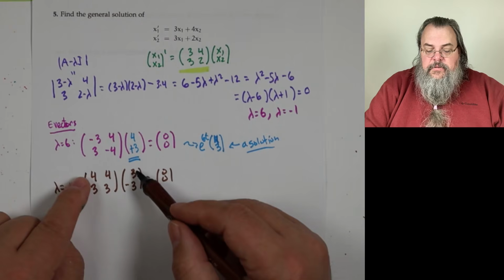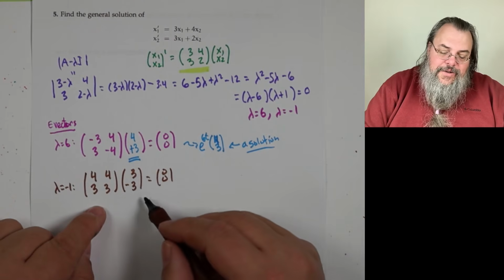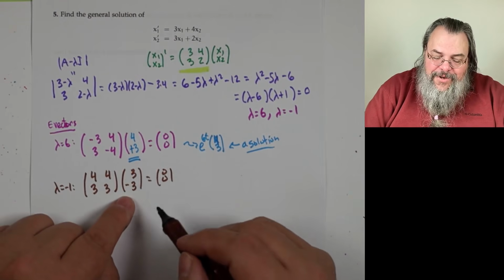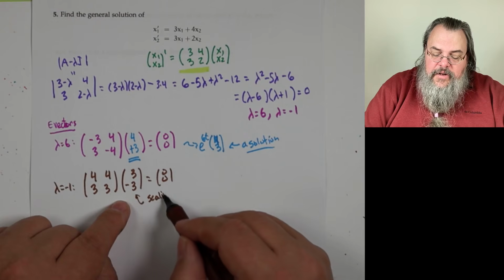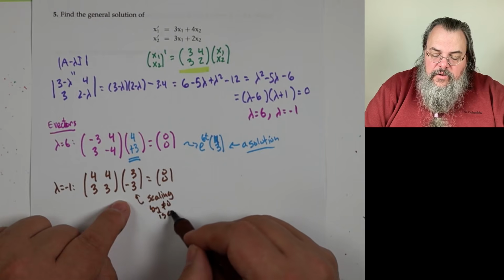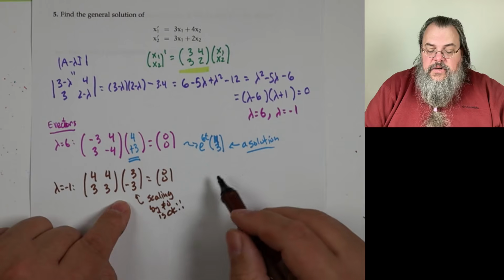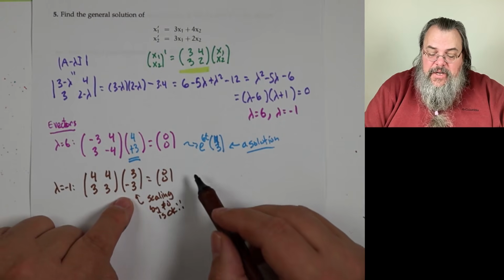Let's check. 12 minus 12, 0. 9 minus 9, 0. Now, we can stick with this. There's nothing wrong with it. But we can always scale. Scaling is always an option. So scaling by a non-zero is okay. So I tend to like to scale. So I'm going to go ahead and scale by a third.